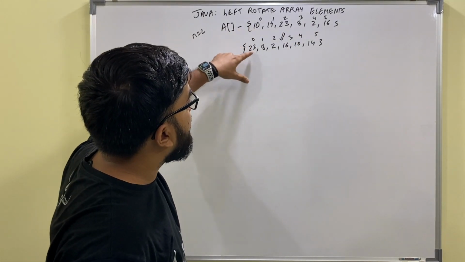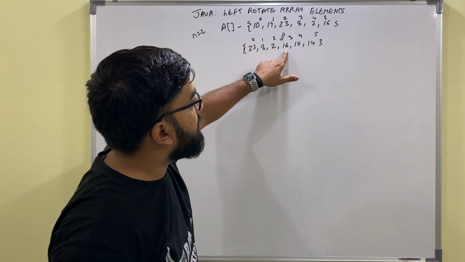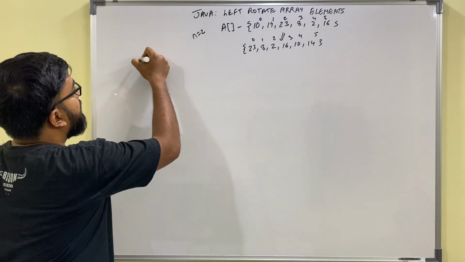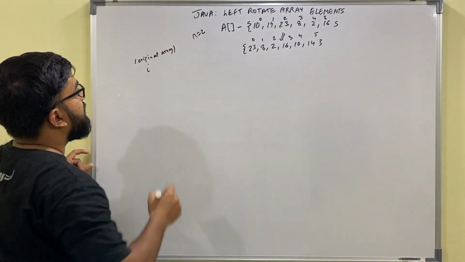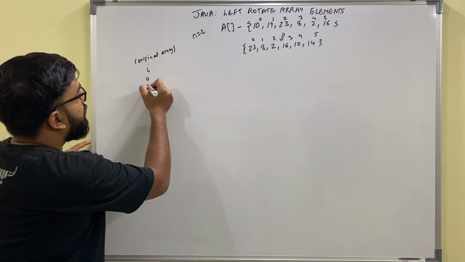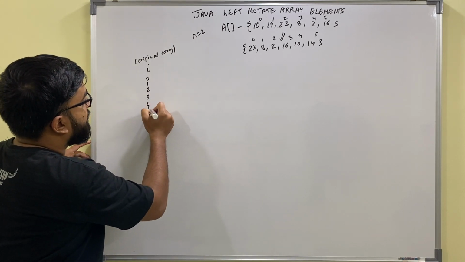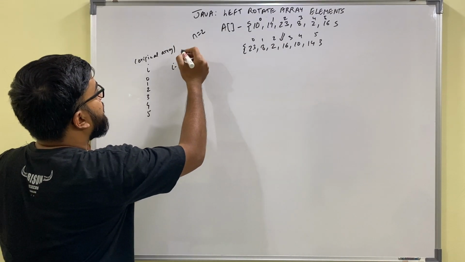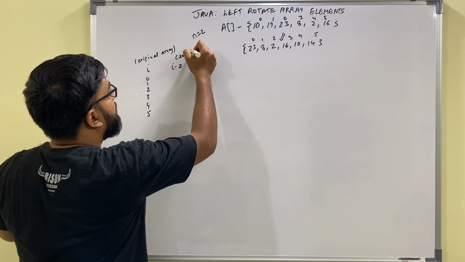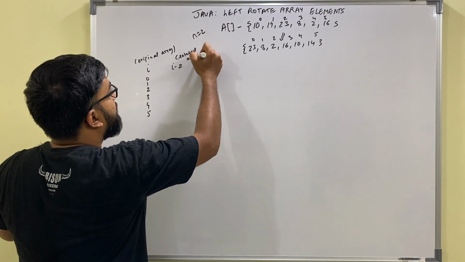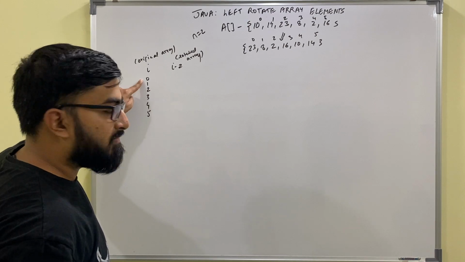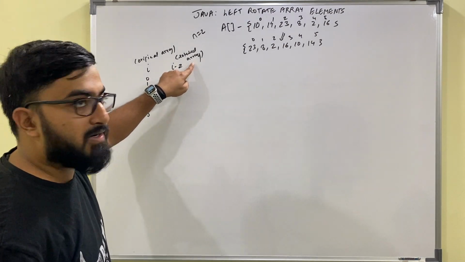So how can we relate the two indices for each of these values in the two arrays? If I say i is the index in the original array, then in my rotated array I have i minus 2. That is to say that the value at index i goes to this index in the rotated array.